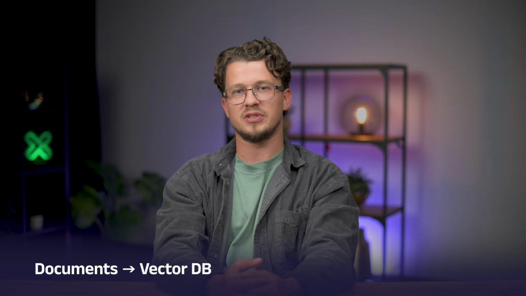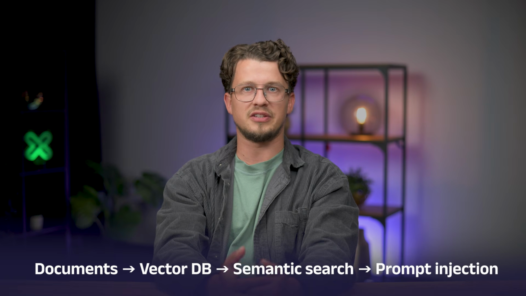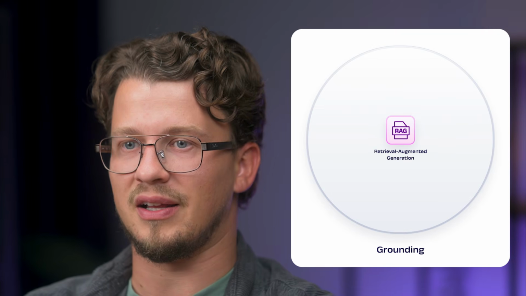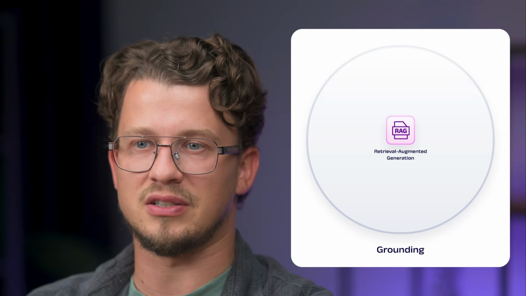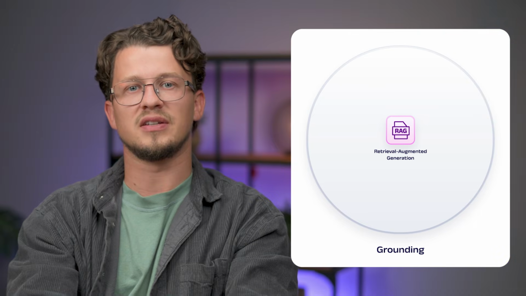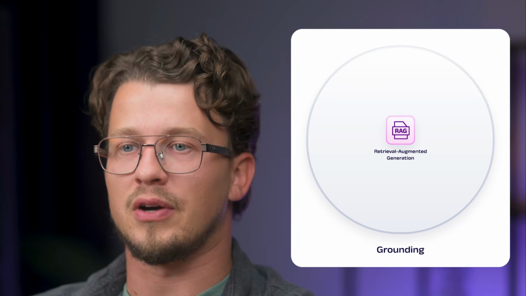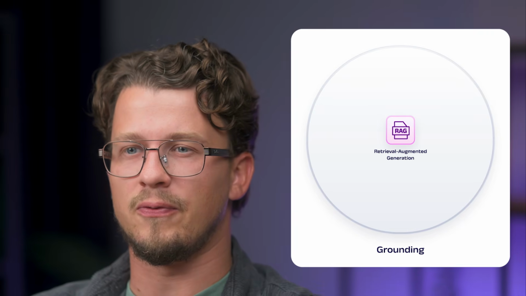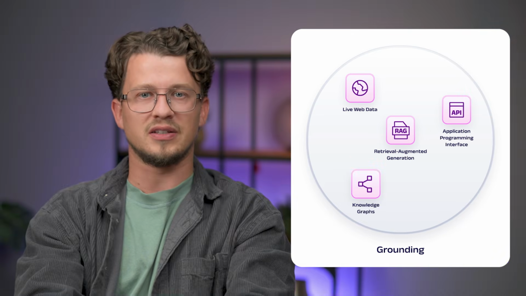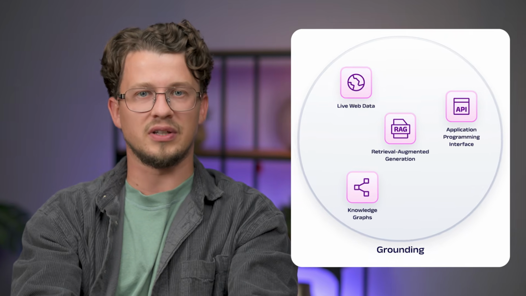You index your documents into a vector database. When a query comes in, you run a semantic search and inject the matching chunks into the prompt. Now that sounds a lot like grounding, and it's easy to treat them as the same thing, but they are not. Grounding is the broader principle. It means tying an LLM's answer to trusted, up-to-date external data so the model reasons over real facts instead of memorized ones. RAG is one way to get those real facts in. Grounding is bigger than that. It also covers live web data fetched at query time, real-time APIs, and structured knowledge graphs. RAG is one tool in that toolbox, grounding is the whole thing.